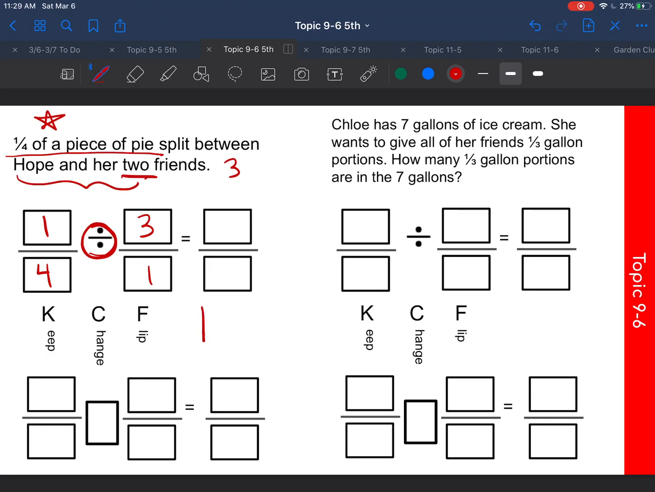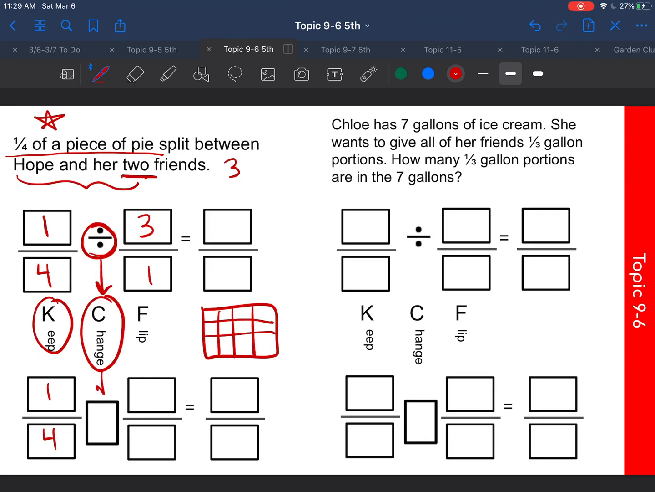Now again, we can model this, splitting it into fourths, and then 3 horizontally, okay? Or we can keep, change, flip. So keep the 1/4, change the division to multiplication, and flip or find the reciprocal of 3 over 1, which is 1/3. So our final answer is 1/12. So 1/4 of a piece of pie split between Hope and her 2 friends. They each get 1/12 of pie, which makes sense because you are starting with 1/4 and then breaking it into smaller pieces.